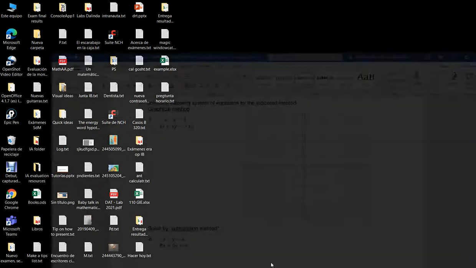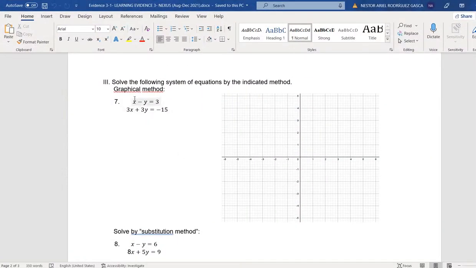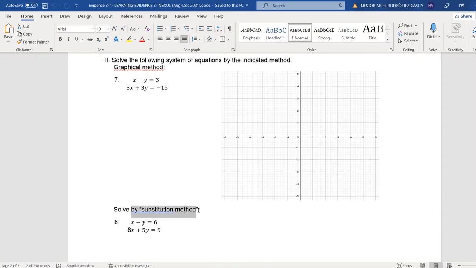Hello class, in this lesson I'm going to explain to you this particular problem. Solve the following system of equations by the indicated method. This one, the graphical method. I have already explained to you this one, the substitution method.